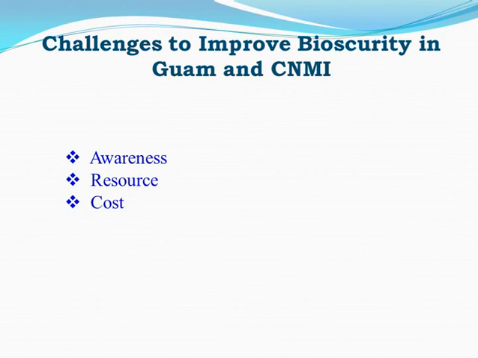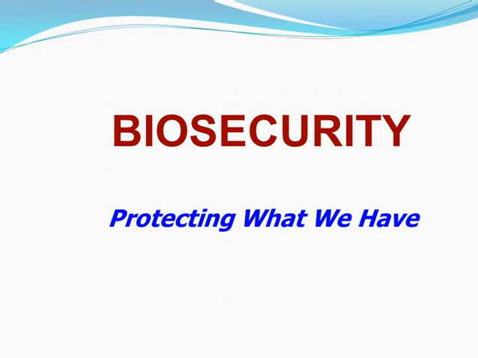From the information collected by the biosecurity audit and health surveillance program, there are three major aspects of the challenges in order to improve the biosecurity control measures in Guam and CNMI: the awareness, the resources, and the cost related to implementation of biosecurity management. Action on farm and regulatory government agency levels is required for improvement because it is really about protecting the shrimp aquaculture in the region, protecting what we have.